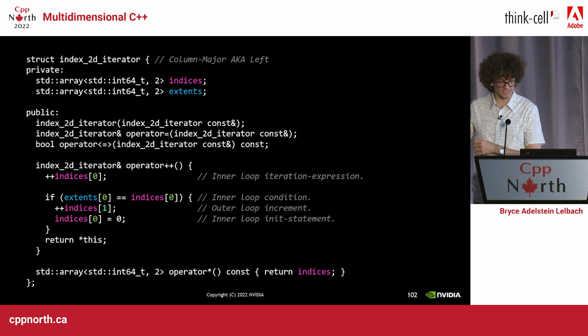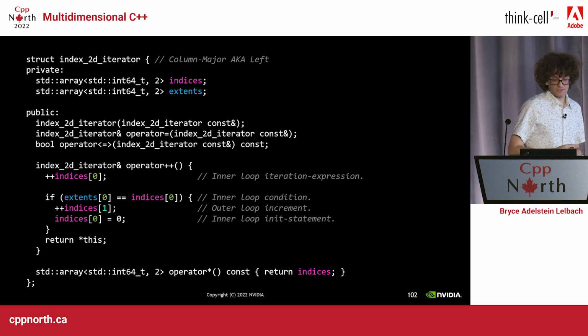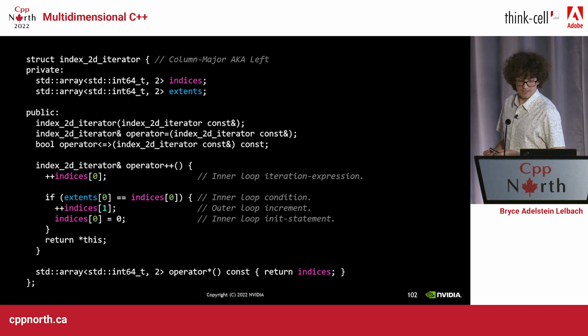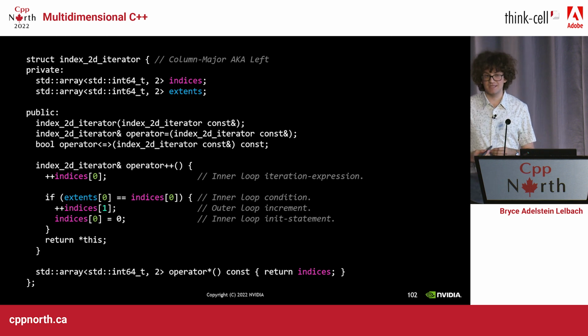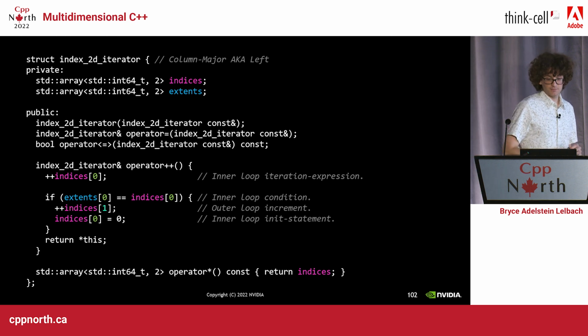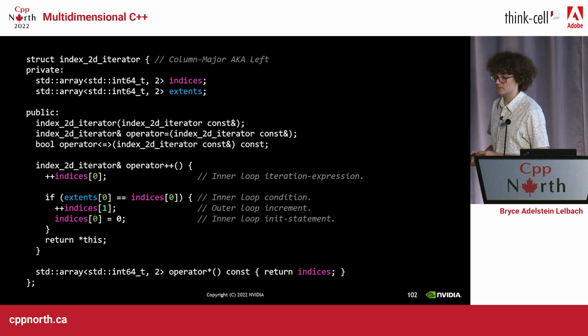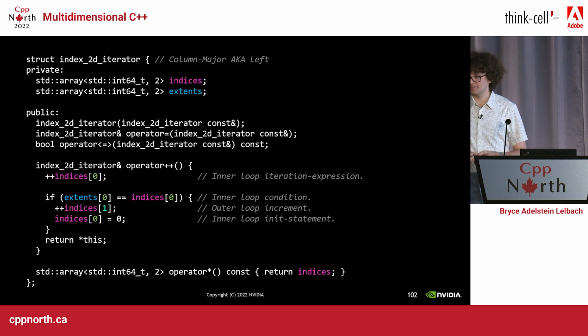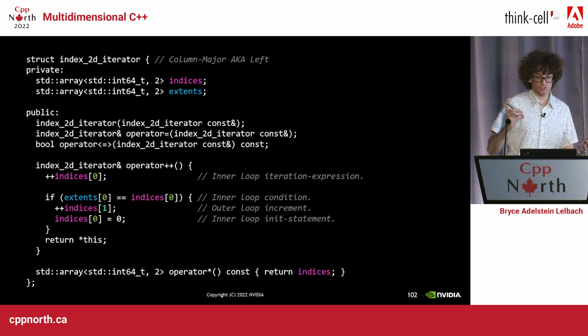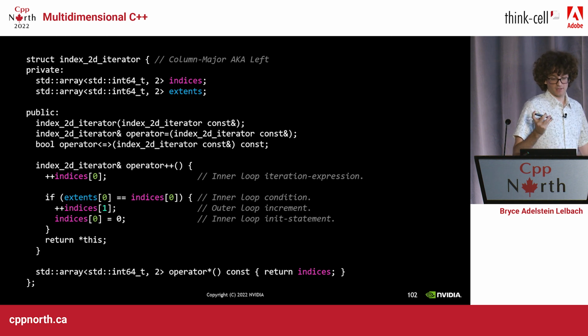So let's look at what this actually does. The first thing we're going to do is increment the index for the innermost loop. Then we're going to check whether we've reached the end of that innermost loop. And if we have, then we want to do an outer loop increment, and then we want to reset the inner loop index to its initial value. And then we want to return the iterator itself.